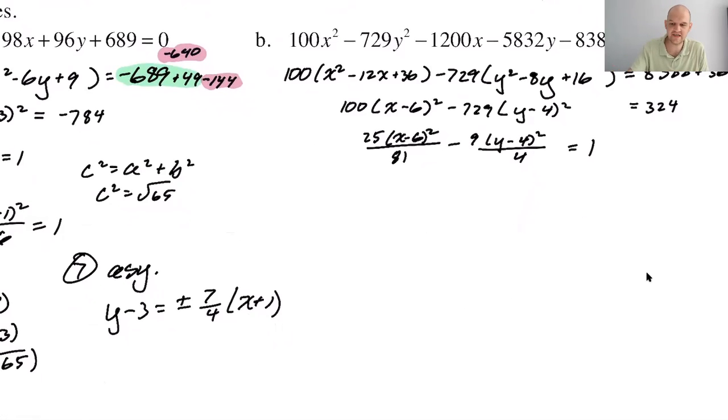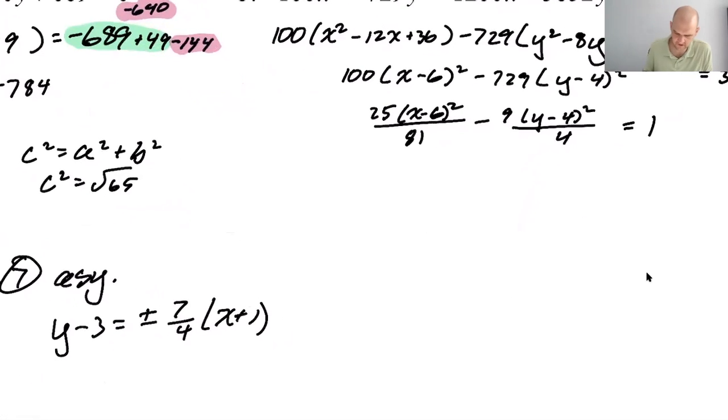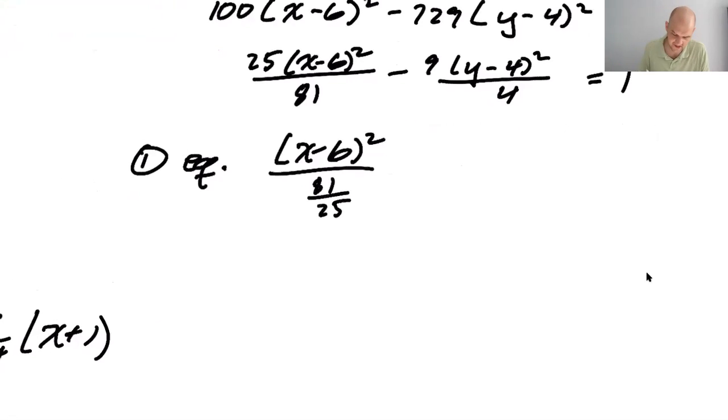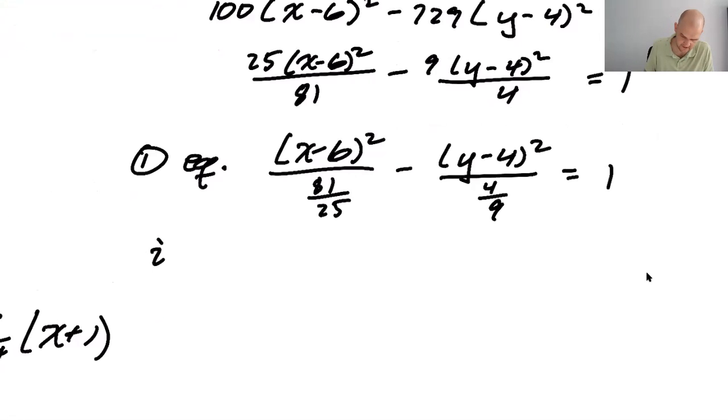But what I'm going to do instead is, when I write the equation, I'm going to invert so that it's a little easier to find a and b. So my equation, I'm going to say, is x minus 6 squared over 81 over 25. All I did was invert the fraction, but now I can see that a is going to be 9/5. It just makes things a little easier. And then y minus 4 squared over 4/9 equals 1. I'm not looking forward to trying to find c, by the way. So that's my equation.